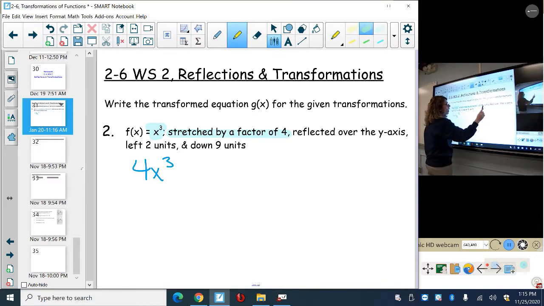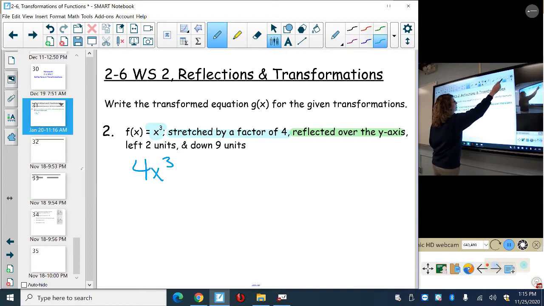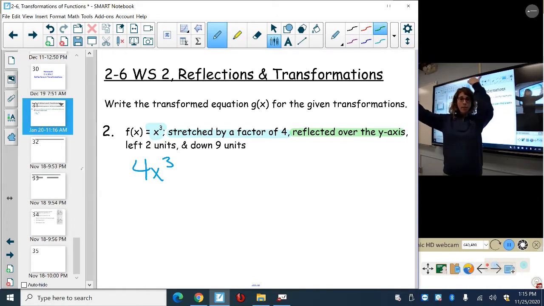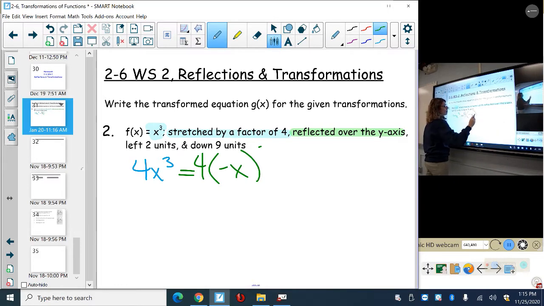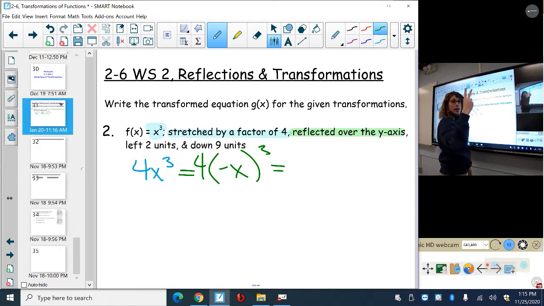Then, reflect over the y-axis. So if I'm reflecting over the y-axis, my body's the y-axis, here to here. So what is changing? X changes. So I'm replacing x with negative x. A negative times a negative is a positive times a negative is a negative. So this gives me negative 4x cubed.